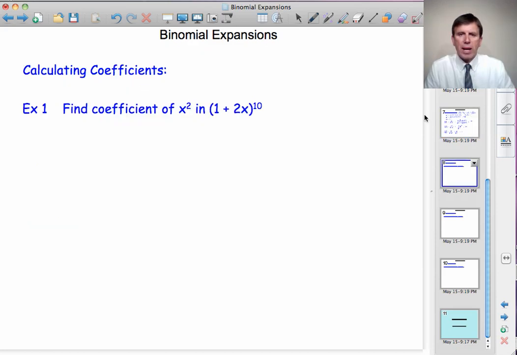We'll now put this into practice. We're going to use combination notation to find a single term in a binomial expansion. And we'll look at 3 examples.